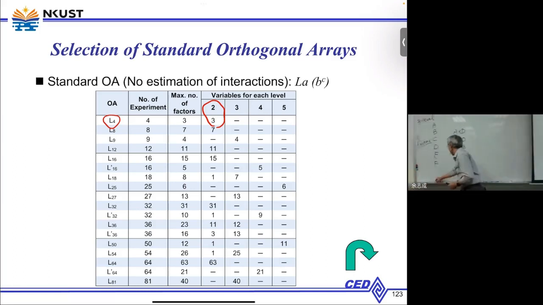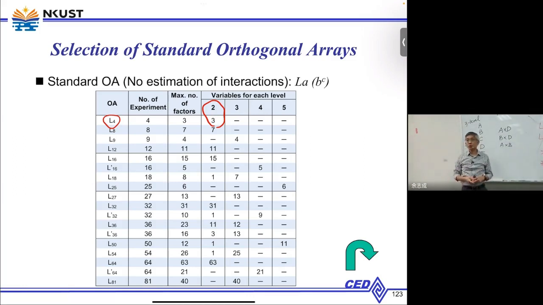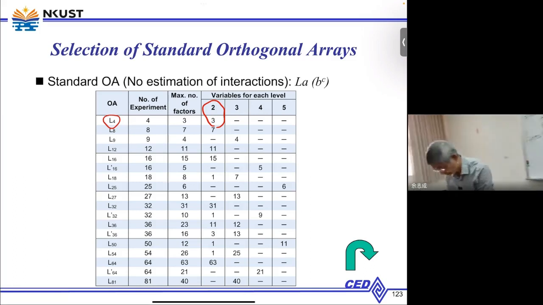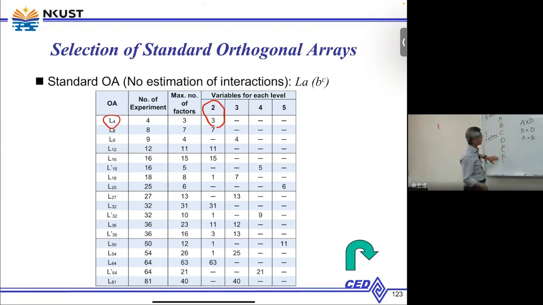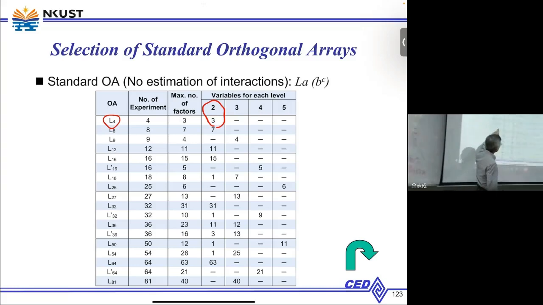Remember, I told you that L12 and L18 cannot analyze interaction because they are special orthogonal arrays, and they distribute all the interaction to the rest of the columns. So you cannot use this orthogonal array to analyze the interaction. But in our problem, I ask you to analyze A, B, C, D, E, F, and also these 3 interactions. Therefore, L18 passes. You cannot use L18. What's next?